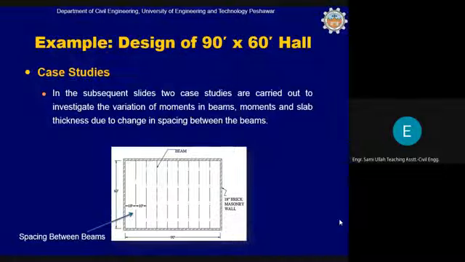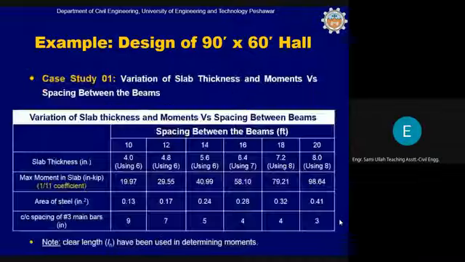If we increase the spacing between the beams from 10 to 12 feet, then the slab thickness will change from 4 to 4.8 inch. Bending moment in the slab will change from 19.97 to 29.5, and obviously it will increase because we are increasing the distance. By increasing the distance between the beams, we are in fact increasing the slab span, because the distance between the beams gives us the span of the slab.